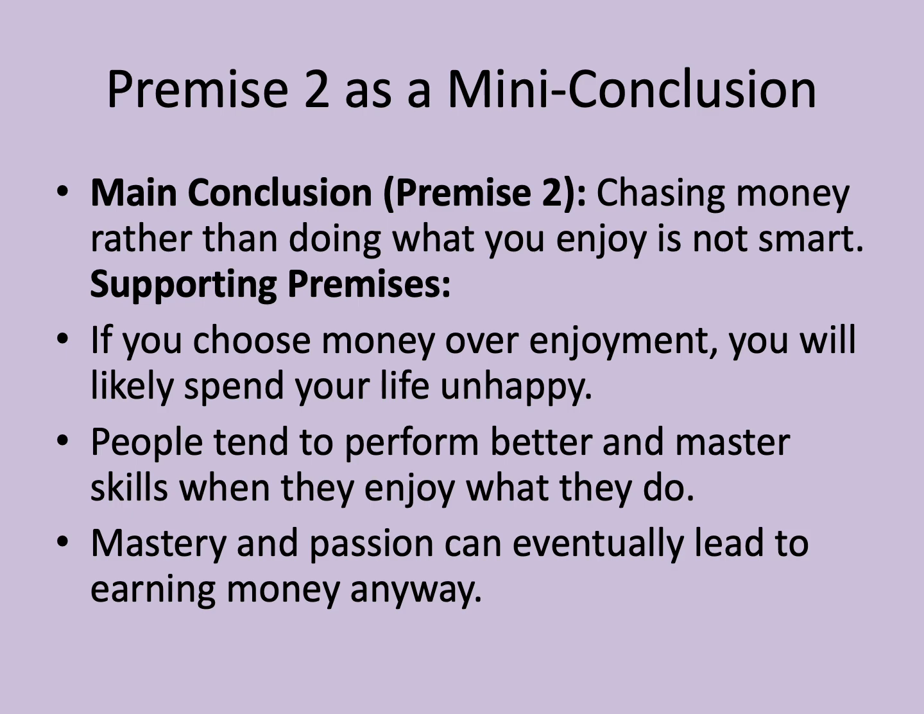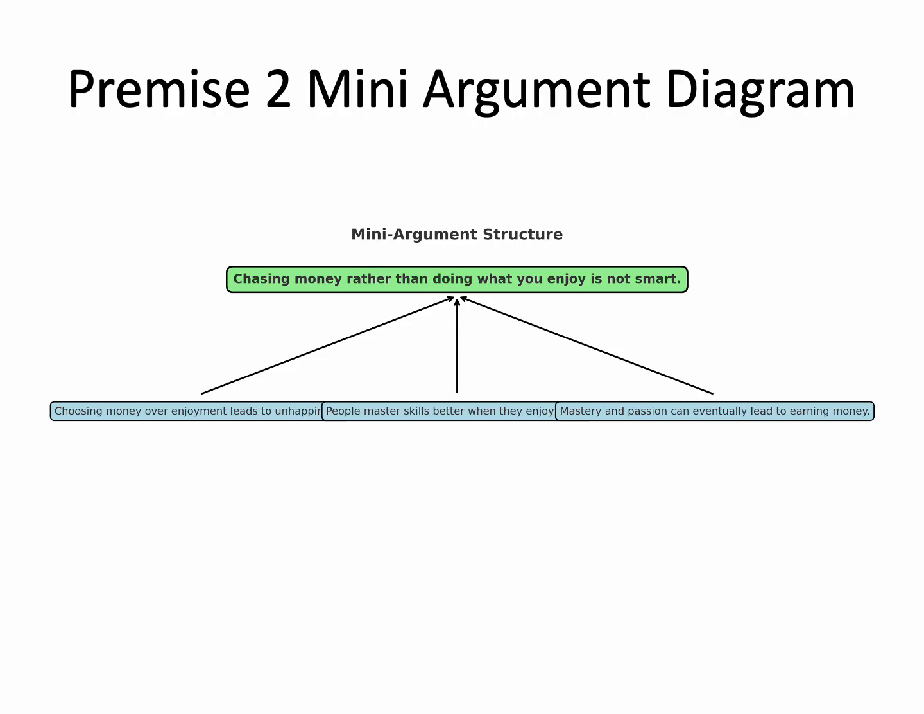The premises that support this conclusion are, if you choose money over enjoyment, you will likely spend your life unhappy. People tend to perform better and master skills when they enjoy what they do. Mastery and passion can eventually lead to earning money anyway. Again, we have our tent diagram with the conclusion in the green box, and below it in the blue boxes with the arrows pointing to the conclusion, we have the three premises.